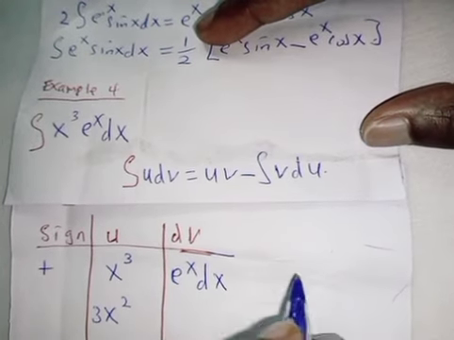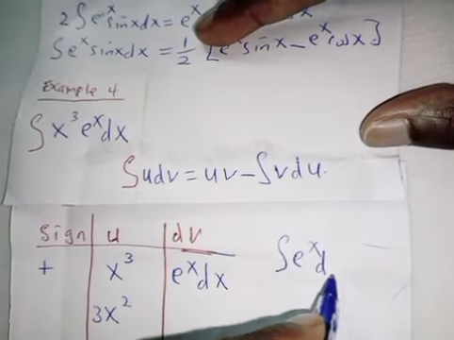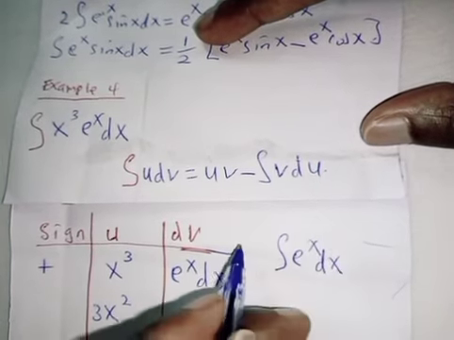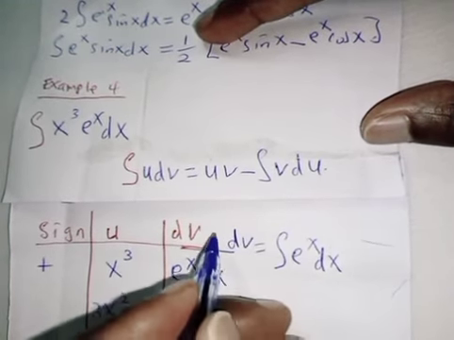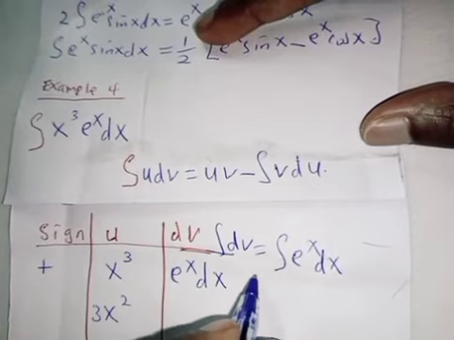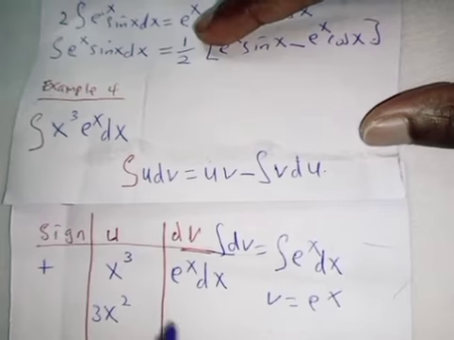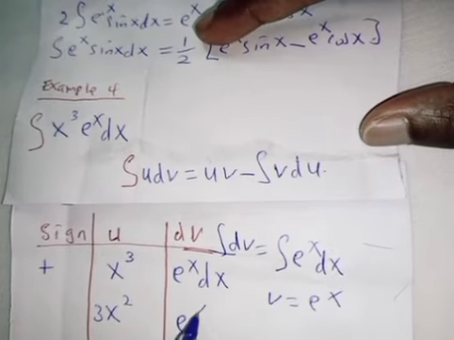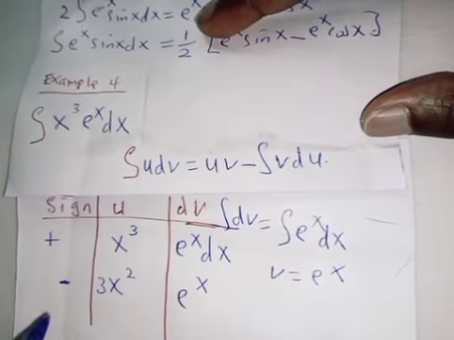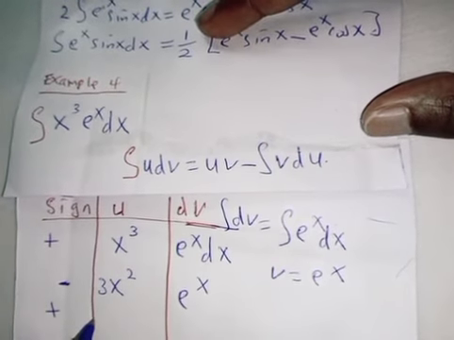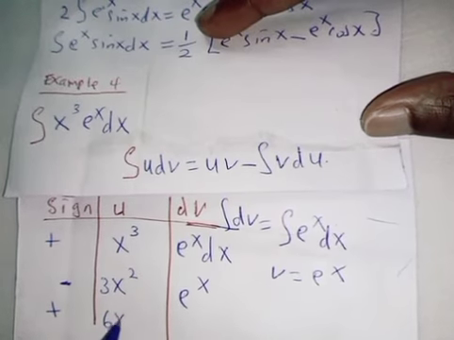You integrate this. So we have here integral of exponential x dx. Of course, this is equal to dv. So you integrate on both sides. When you integrate, our v will give you exponential x. So here you write exponential x. You move to the next row, and the sign is alternating, so this is minus. The next one will be positive. 3x squared differentiated will give you 6x.